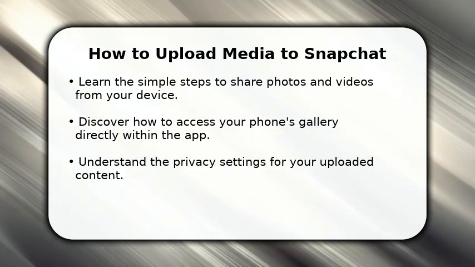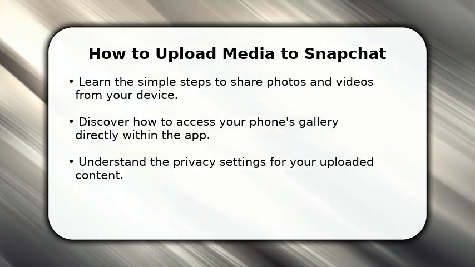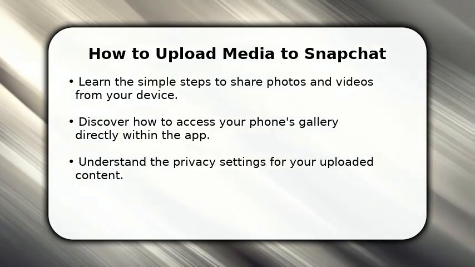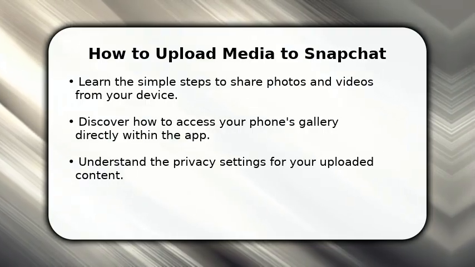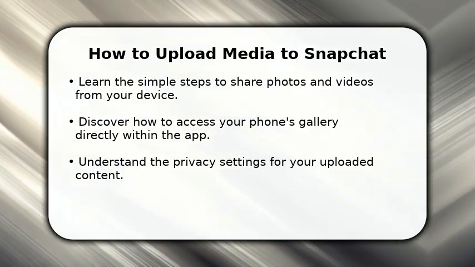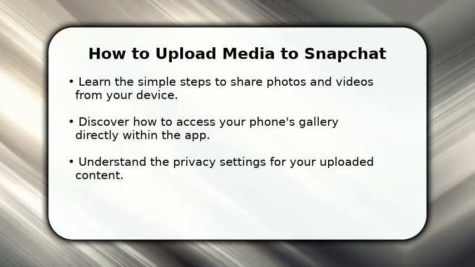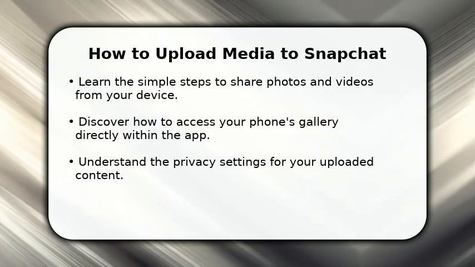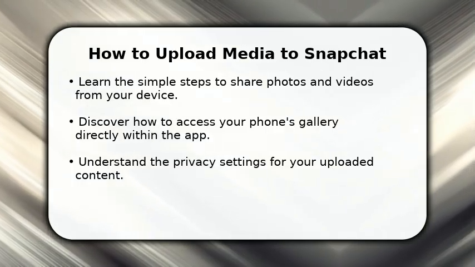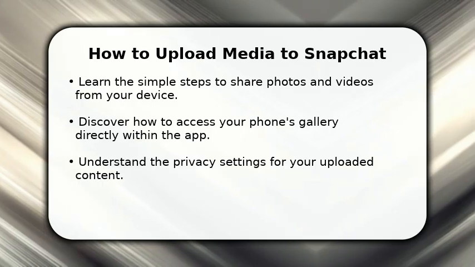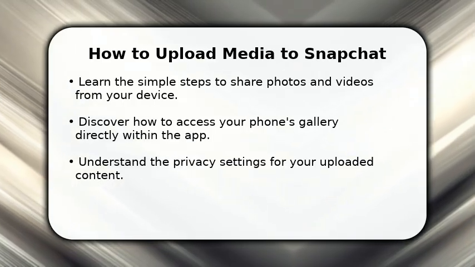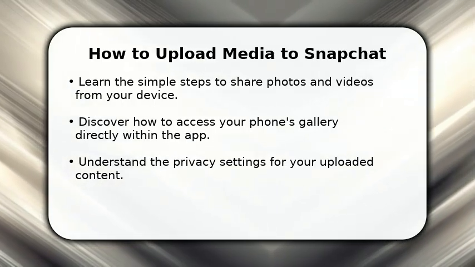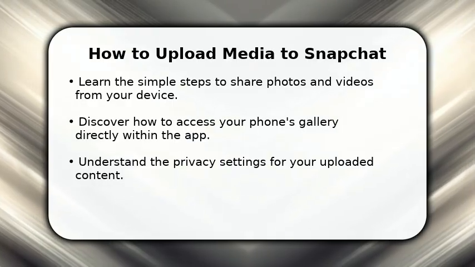In this video, I will explain how to get media upload on Snapchat. First, open the Snapchat app and navigate to the Memories section. This is where you can access your saved snaps and your device's camera roll. Look for the Camera Roll tab to view all the photos and videos stored on your phone. Selecting an item here allows you to prepare it for sharing, making the process straightforward and quick for all users.